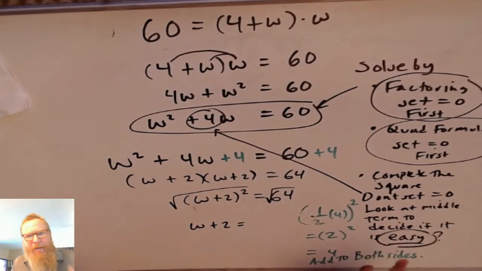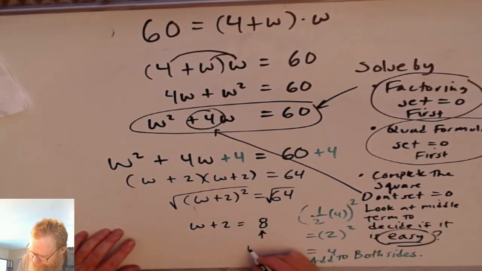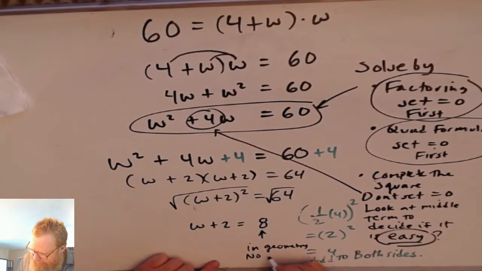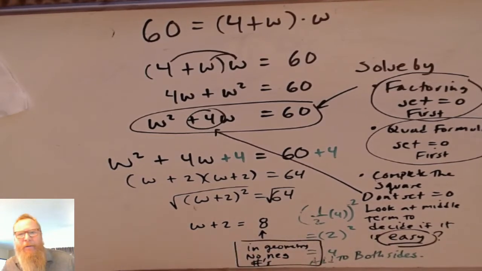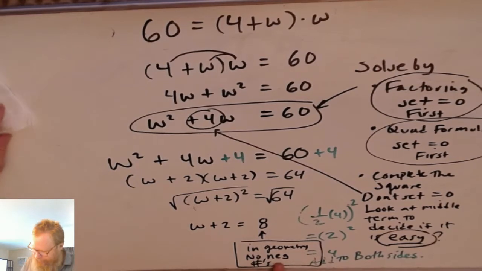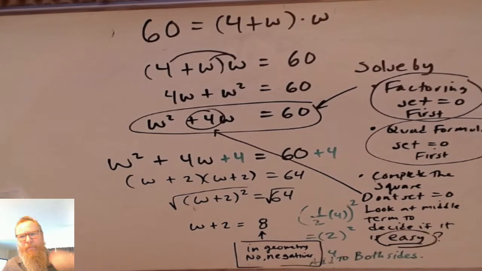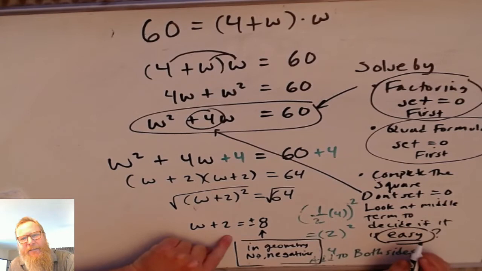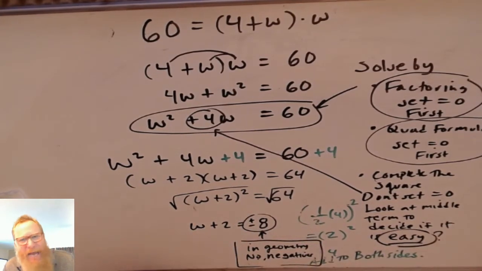Now, here's the cool thing about completing the square. In geometry, there's no negative numbers. I'll just write no negatives. So that means even though I have plus or minus 8, there are 2 possibilities, I can't really have negative 8. It wouldn't make any sense at all.